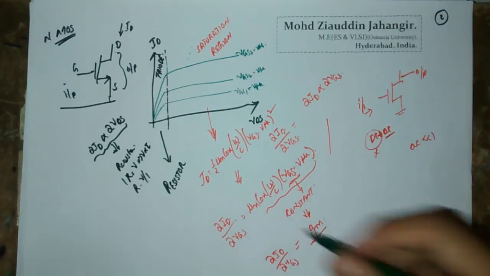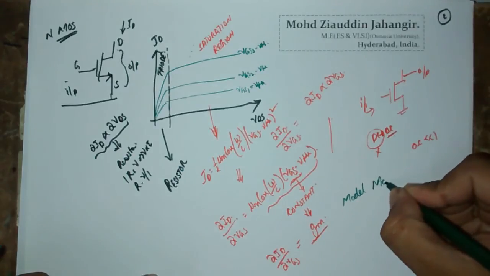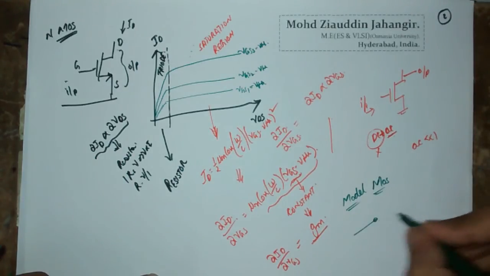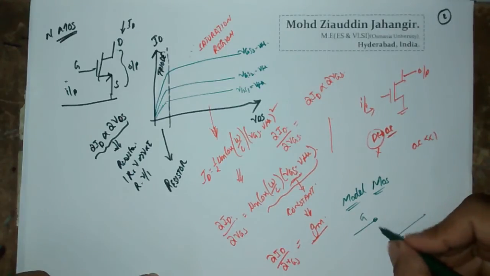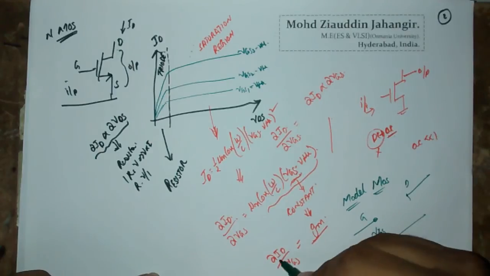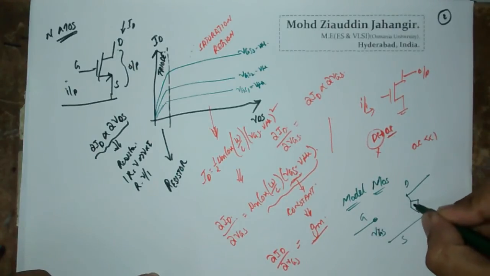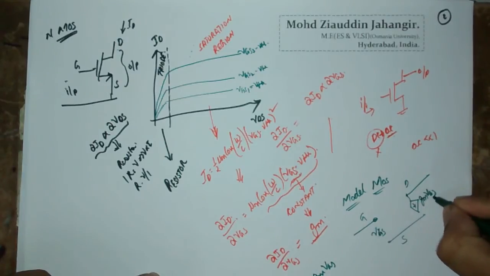by using this relation, you can model the MOSFET as, okay, this is gate and this is source, this is the VGS voltage, let me call it VGS. So this is the drain. So this VGS is going to produce a current ID. So this ID is going to be given by ID is gm into VGS. So this is gm into VGS.